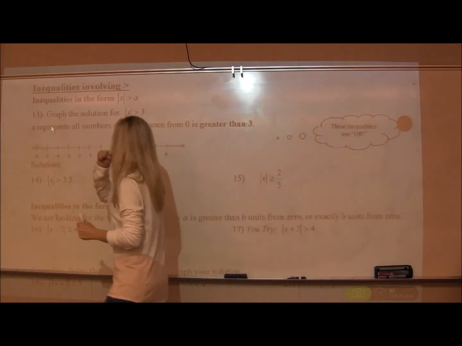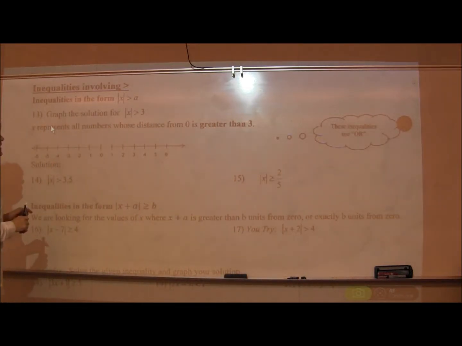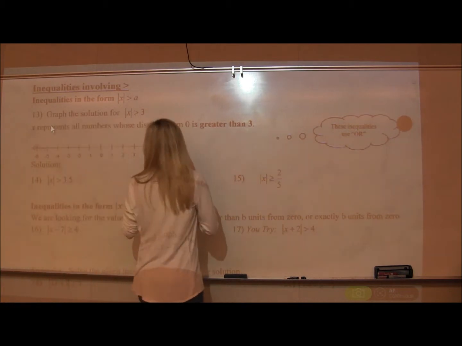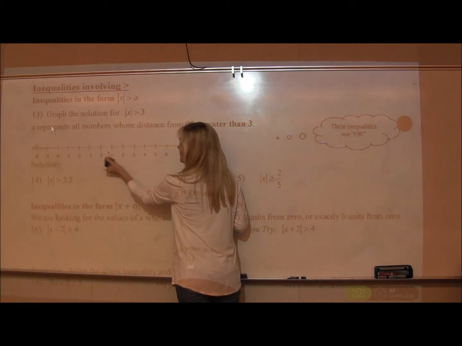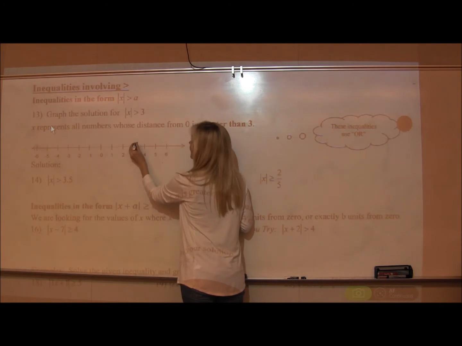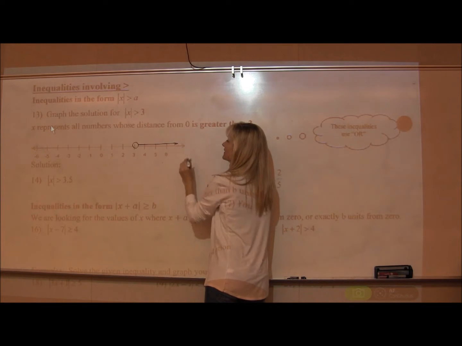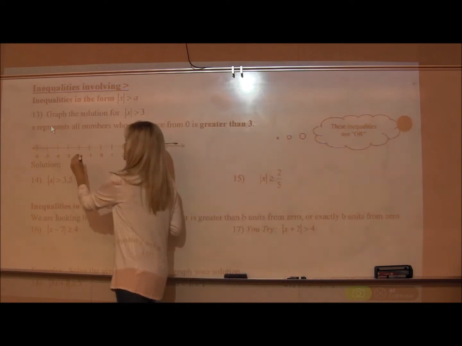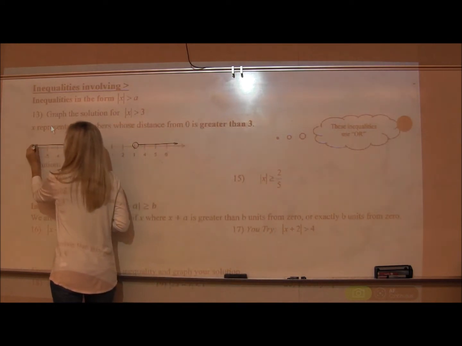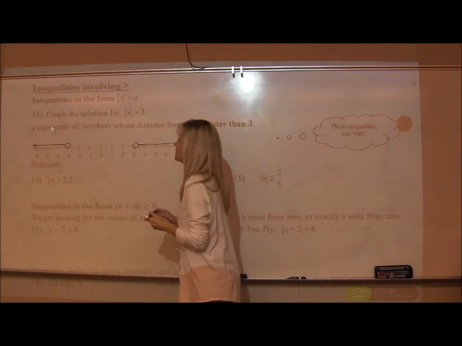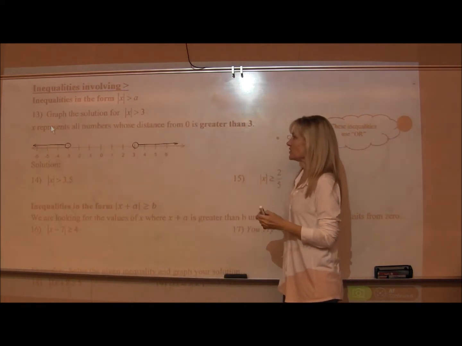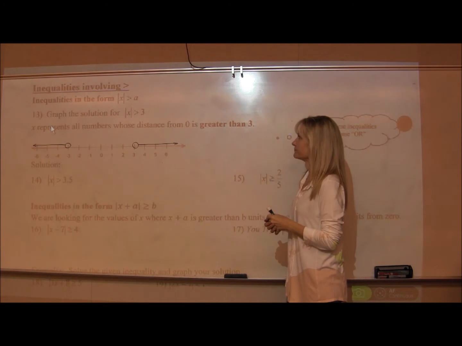Okay. So the solution for |x| > 3 is all numbers whose distance from 0 is greater than 3. Well, here's 0. Here's 3. It's all the numbers greater than 3. Same with this direction. Here's -3. It's all the numbers out that way. All of those numbers, when you take their absolute value, you'll get something greater than 3.